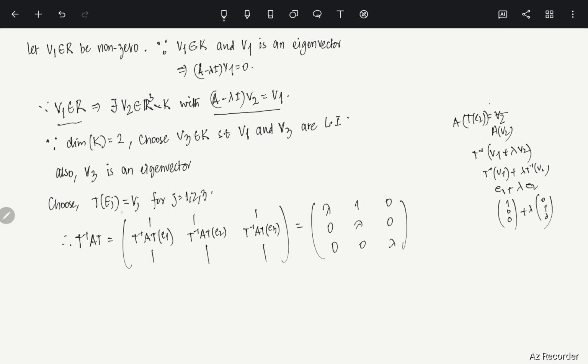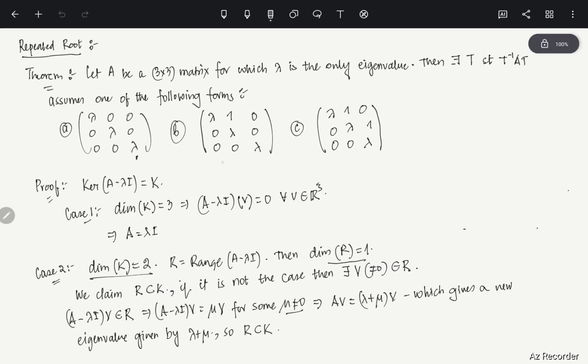Why? Because the last one is V3, which is again an eigenvector. So essentially the same thing will happen with E3. So this is the second part, clearly this is the B part. I hope this is clear.